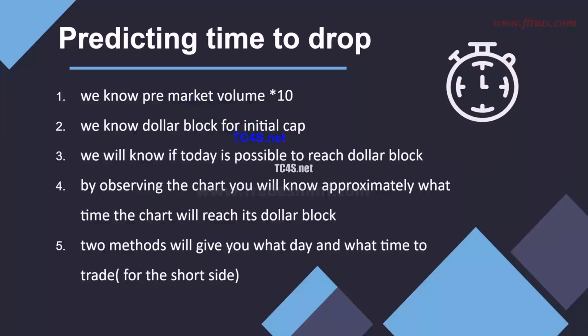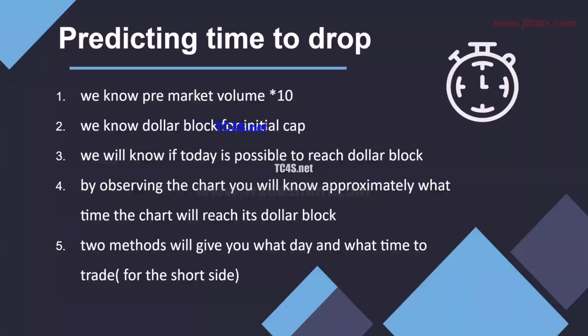Number 3, we already know whether today is likely to reach its dollar block or not. If it doesn't, we avoid that day. If it does, we stay and we watch the ticker to form its consolidation. Number 4 is observing the chart on that day. Since we know that day is likely to reach its peak, we want to know approximately what time the dollar block is likely to reach its peak. So there are two methods, so that you already know what day is likely to drop and what time is likely to trade on the short side. So whenever you know that it's that day, the stock is likely to reach its peak.